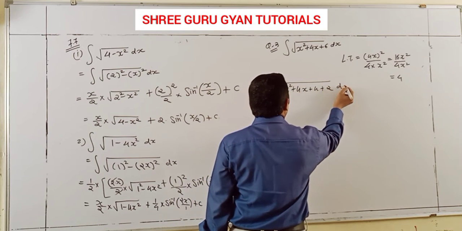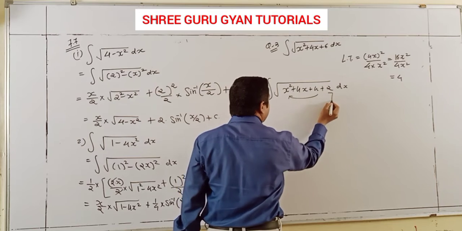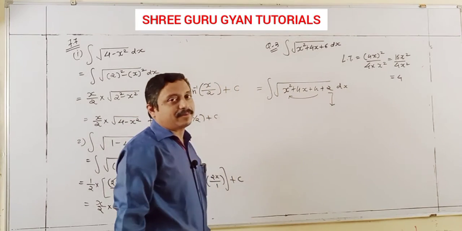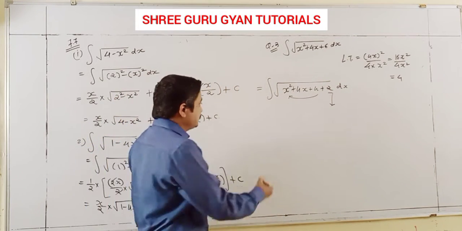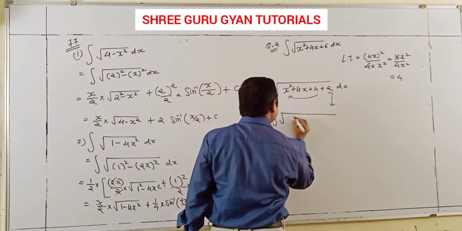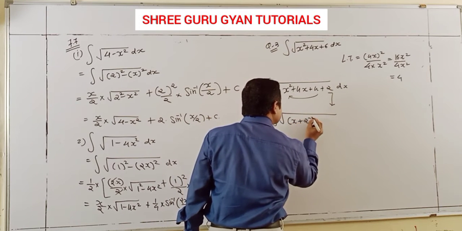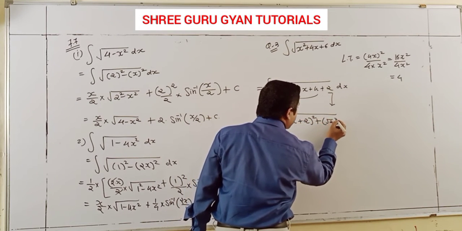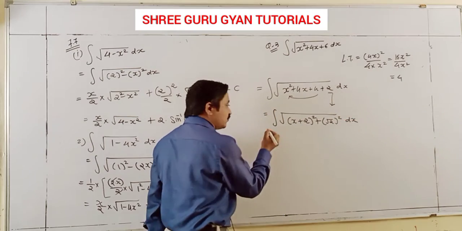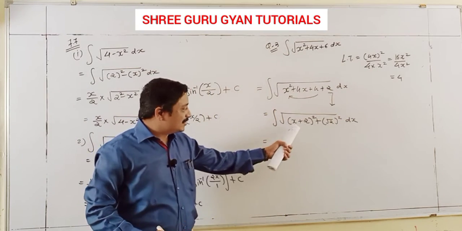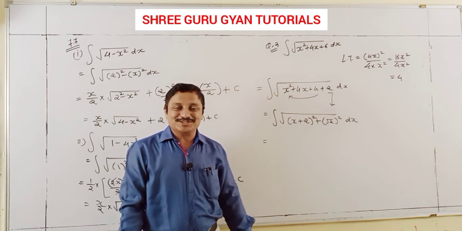I just write down plus 2. This is a perfect square and that makes a perfect square trinomial. So it is very easy. X plus 2 whole square and here root 2 square. Students, formula look again. Variable square plus constant square.